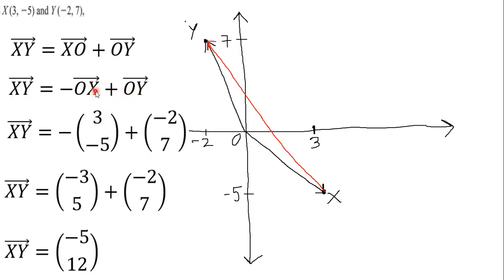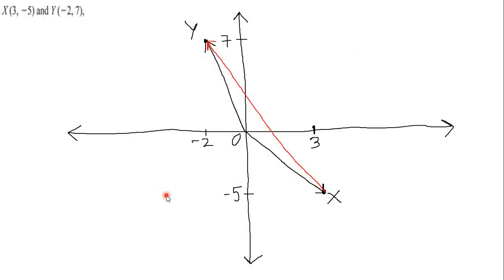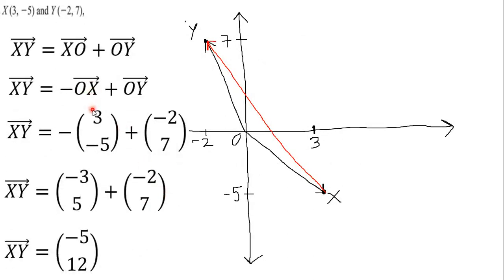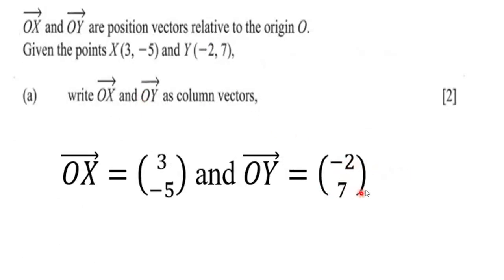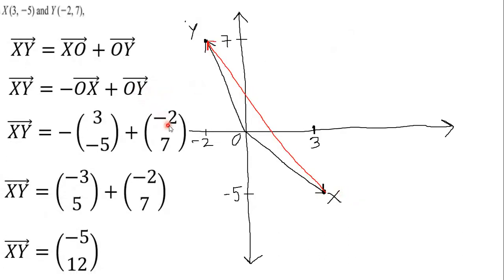What is OX? Remember from the previous question, OX written as a column vector is 3, negative 5. And so let's substitute that in there. So OX equals 3, negative 5. And we cannot forget our negative sign. Plus OY. What is OY? Well, from our previous question, we know that OY is negative 2 and 7. Okay, so let's substitute that in. So OY is negative 2 and 7. And OX is 3, negative 5. And again, we cannot forget our negative sign.